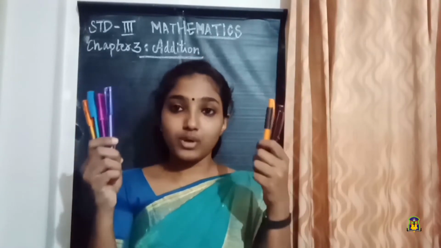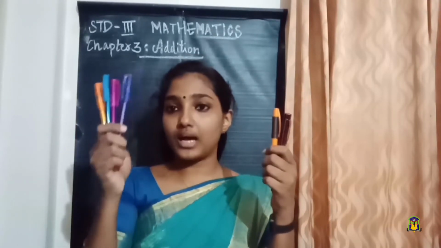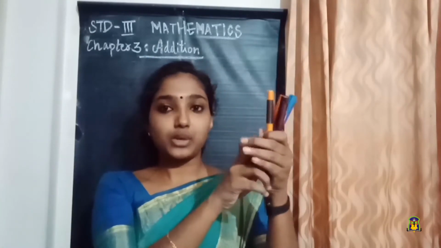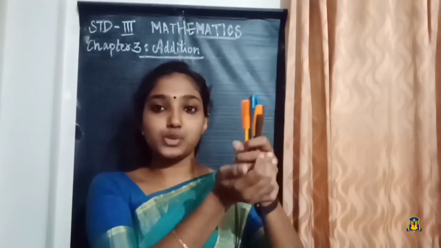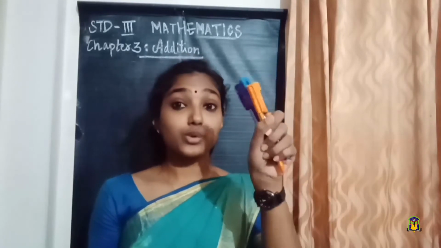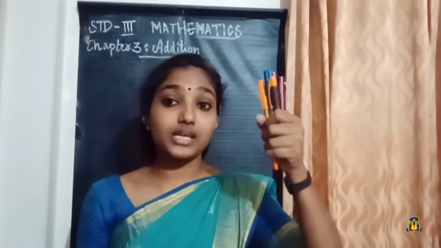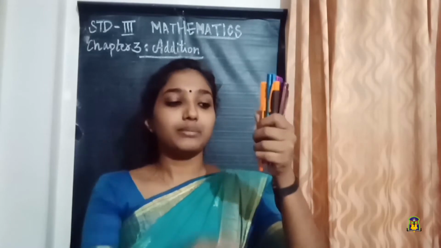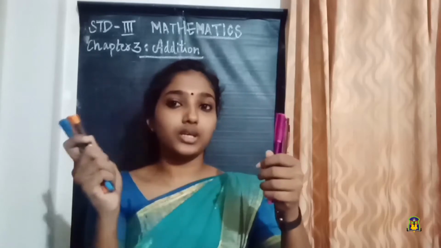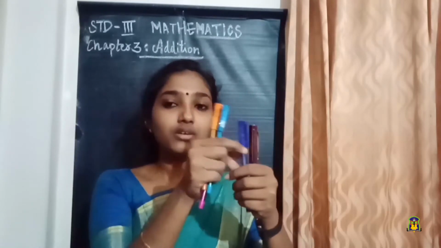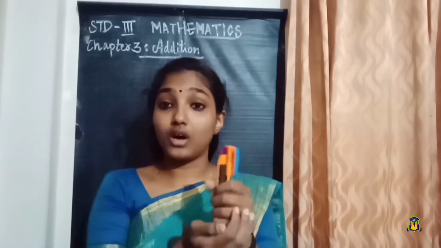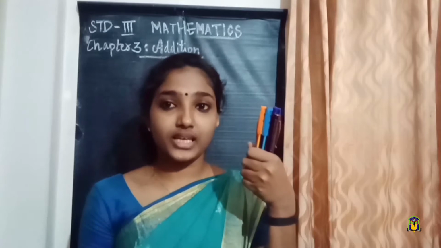So what I'm going to do is add these 4 pens to my left hand. Okay, so I'm adding the 4 pens which were in my right hand to these 2 pens in my left hand. So now let's check how many pens I have in total in my left hand. In my left hand I have got 1, 2, 3, 4, 5 and 6. So in total I have got 6 pens altogether.